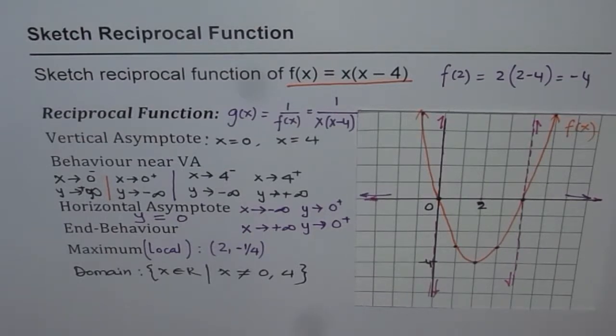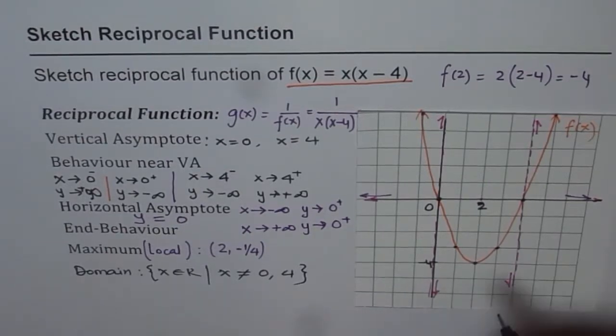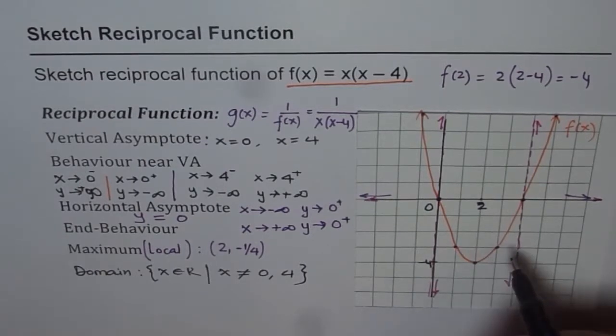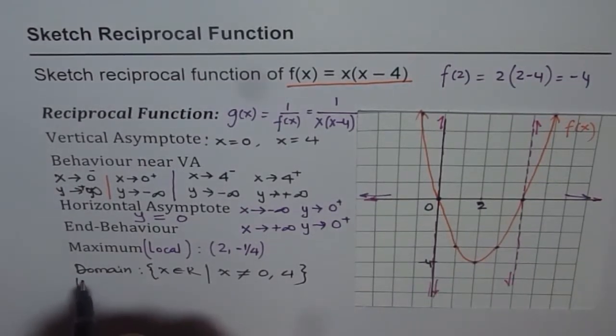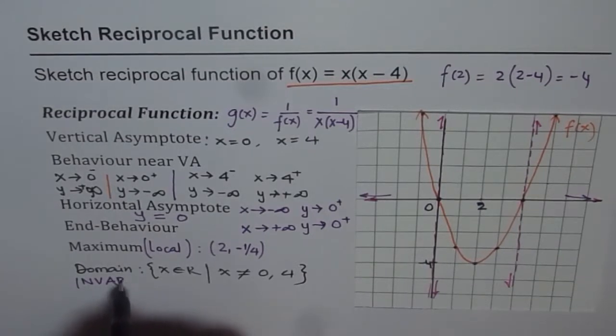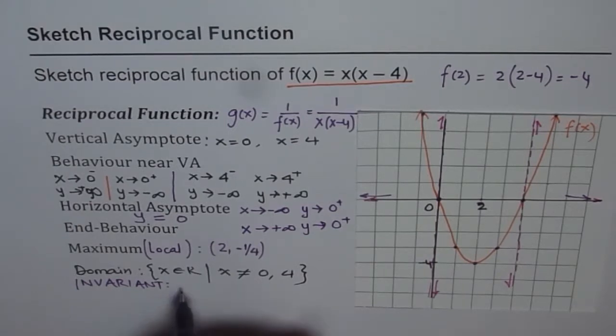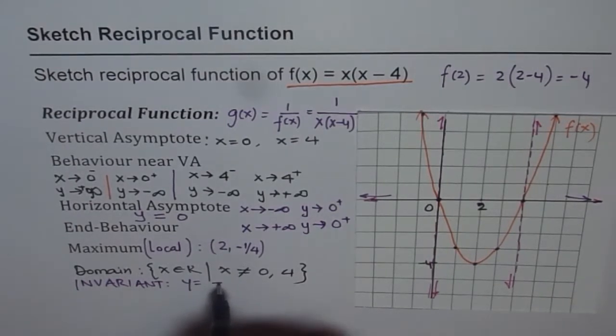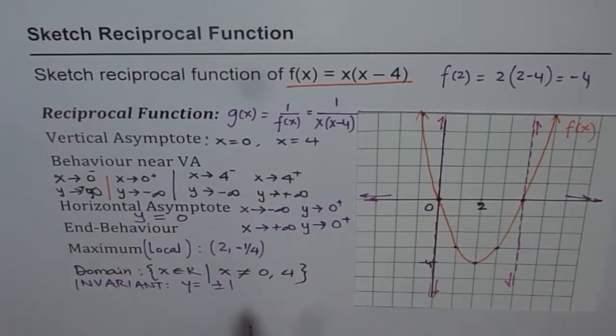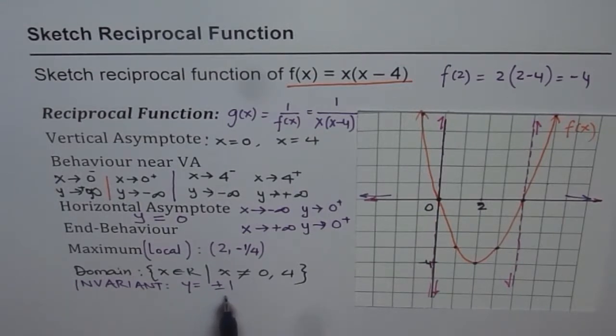Now we have good enough points to draw, but there are a few other important points which we can look into. We call those points invariant points. Let me write invariant. Invariant points are points where the y value equals ±1. If y is ±1, the reciprocal will be the same, right? So that means they are common to both the graphs.